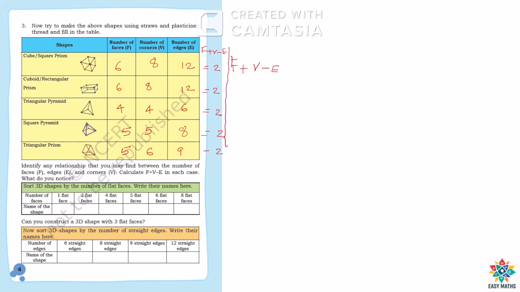This is known as Euler's formula. Euler's formula for a 3D shape: number of faces plus number of vertices minus number of edges is 2. In each case, we can see we are getting 2. So this is a constant in each of these cases.